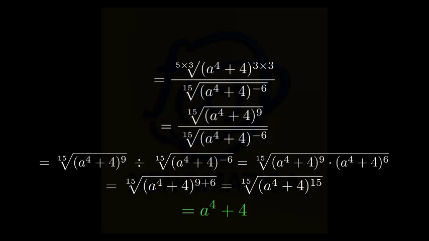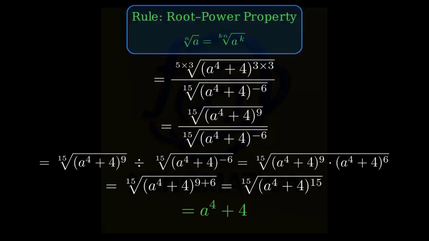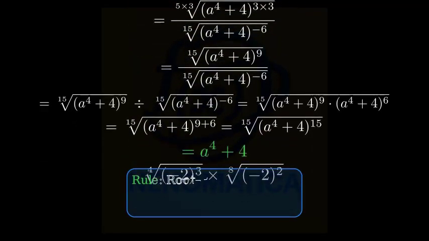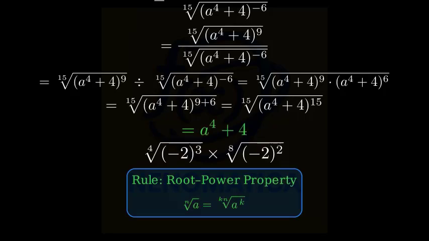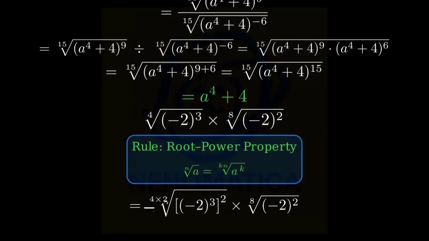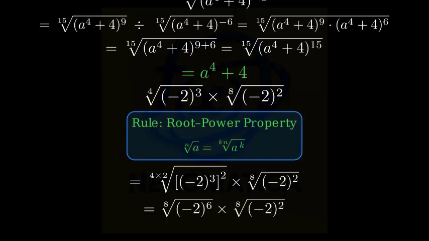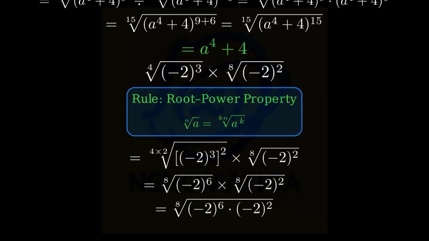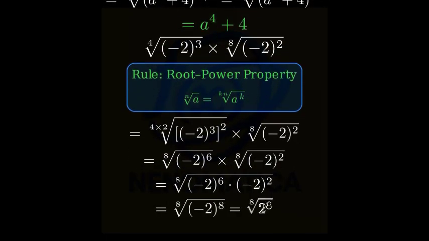Example 2. Now simplify the product. The 4th root of -2 cubed times the 8th root of -2 squared. Again, we will use the root power property. Step 1. Convert the first root so that its index becomes 8 by squaring the inside. Step 2. Simplify the first inside power. Step 3. Combine the two 8th roots as one. Step 4. Add the exponents and observe that the base to an even power is positive. Finally, the 8th root of 2 to the 8th equals 2.